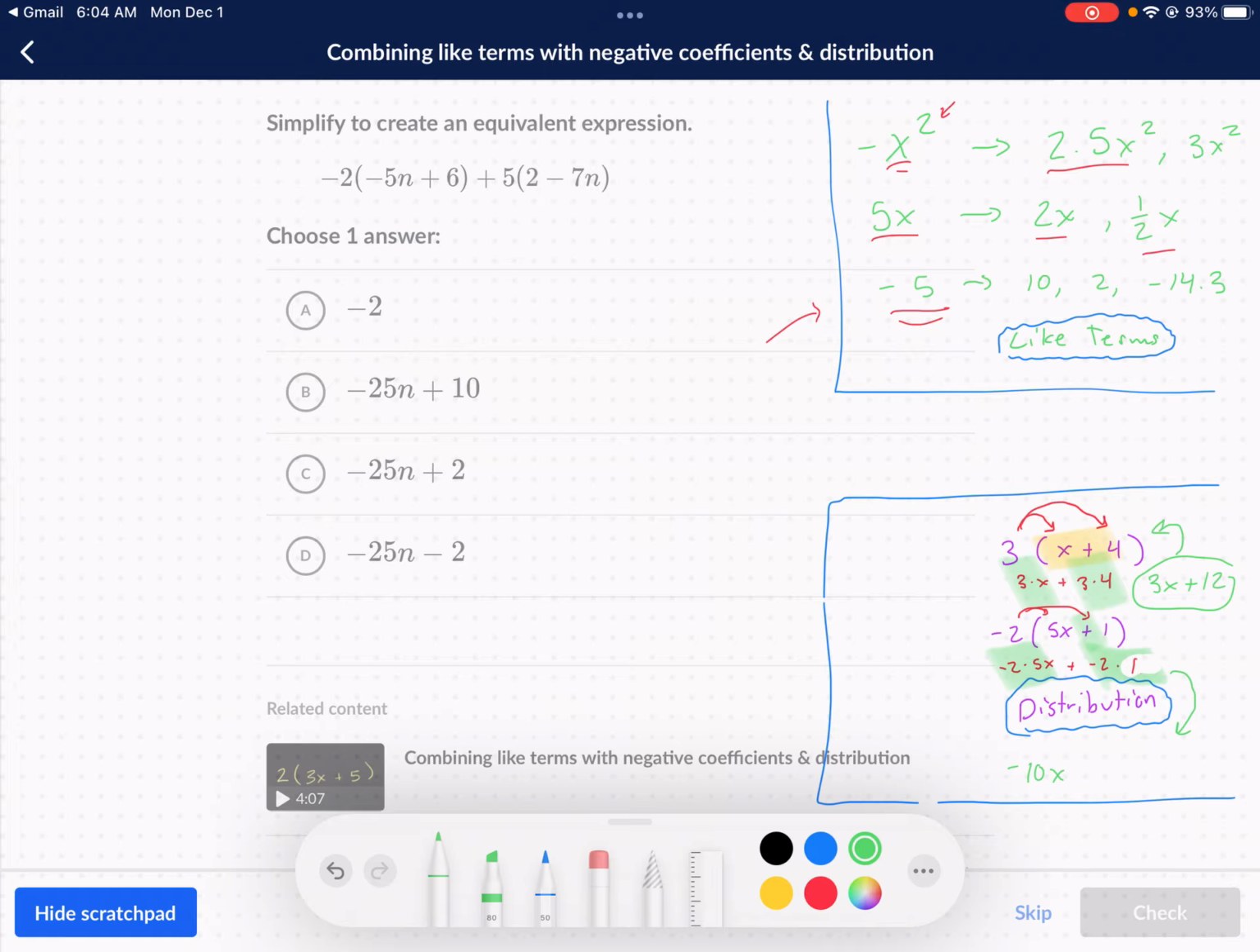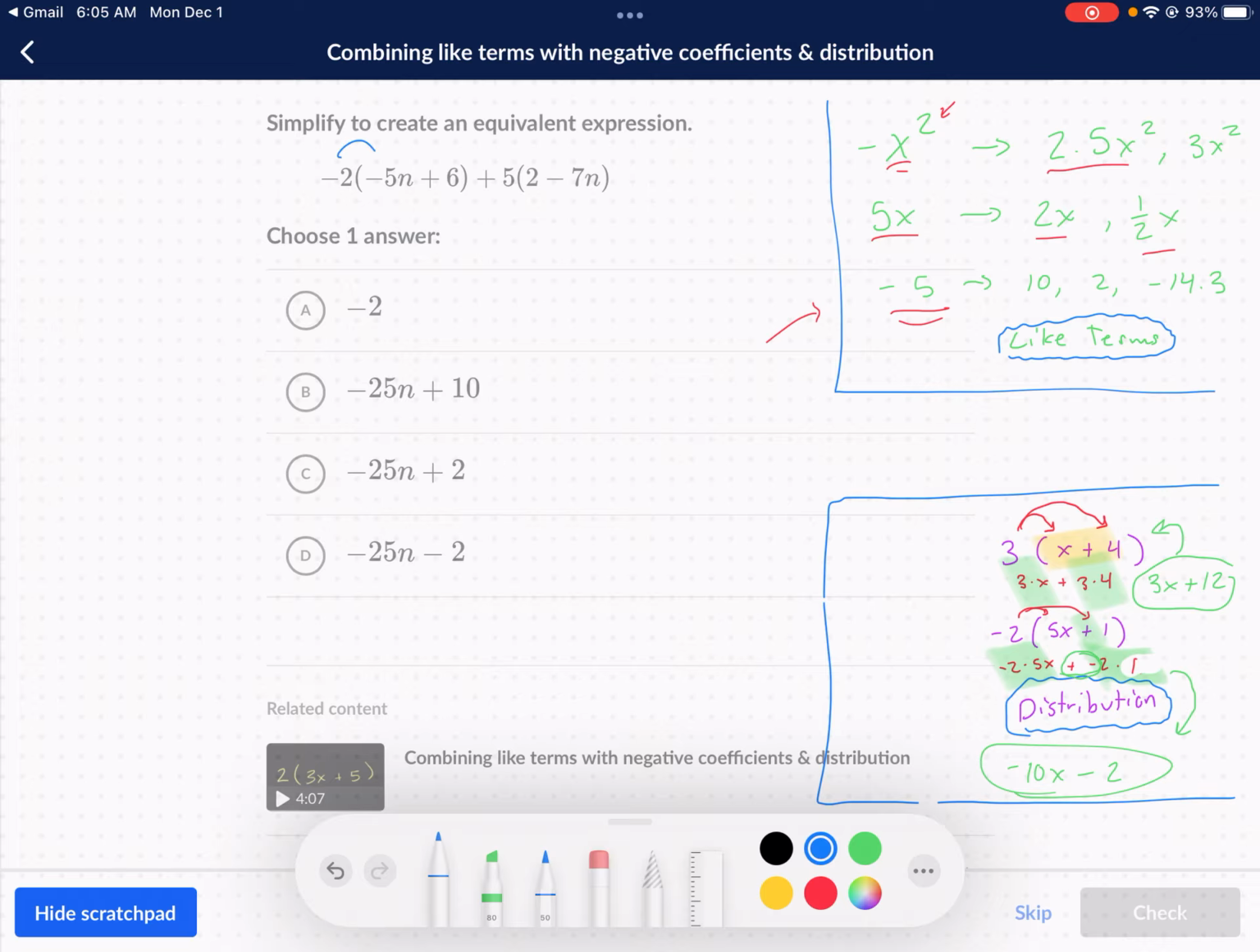So negative 10x is -2 times 5x, and then plus a -2 times 1. It's weird to have that plus and minus next to each other, so I'm just going to make it a minus, because adding a negative is the same thing as subtraction, and then -2 times 1 is just -2. So negative 10x minus 2, and that's my answer for that one. With those two things, I think we're ready for this Khan Academy problem, so let's go ahead and get started.